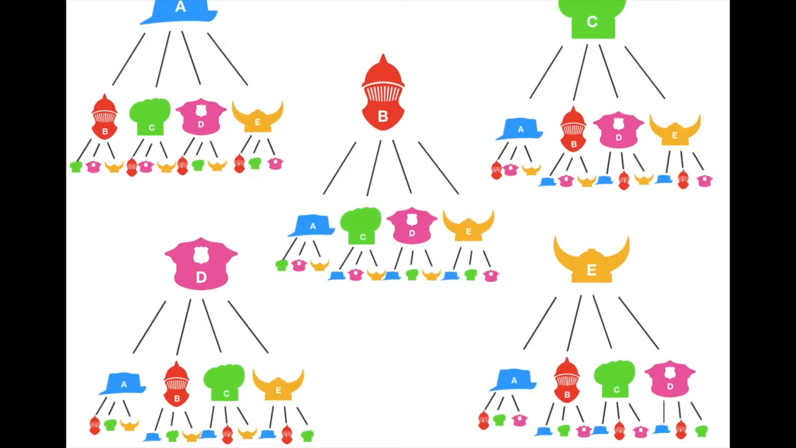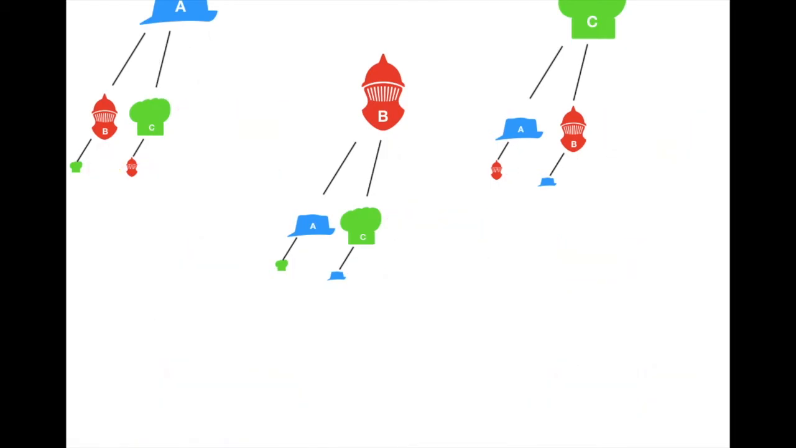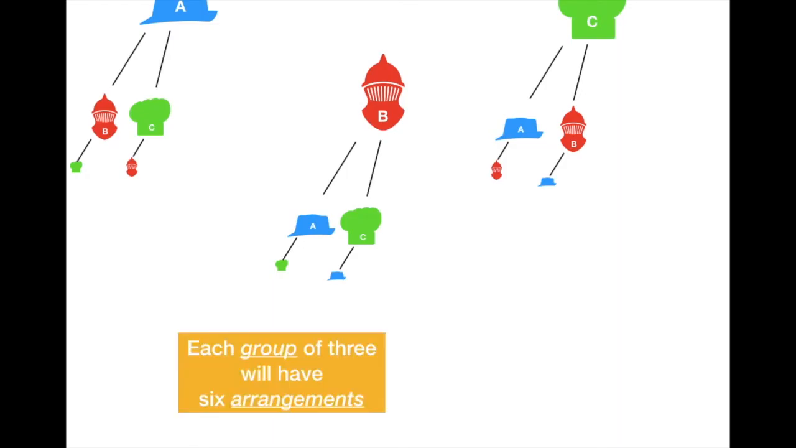So here are all those combinations of placing 3 hats on 5 hats on 3 stools. And what I want to focus on is one group in particular. Let's focus on the group of hats A and B and C. So here are the 6 different ways that I can place those 3 hats down in the different arrangements. Each group of 3 hats will have 6 arrangements. I chose to look at A, B, and C, but I could have easily selected A, B, and D, or B, C, and E, or B, C, and D. It doesn't matter. But every group of 3 hats will have 6 arrangements.